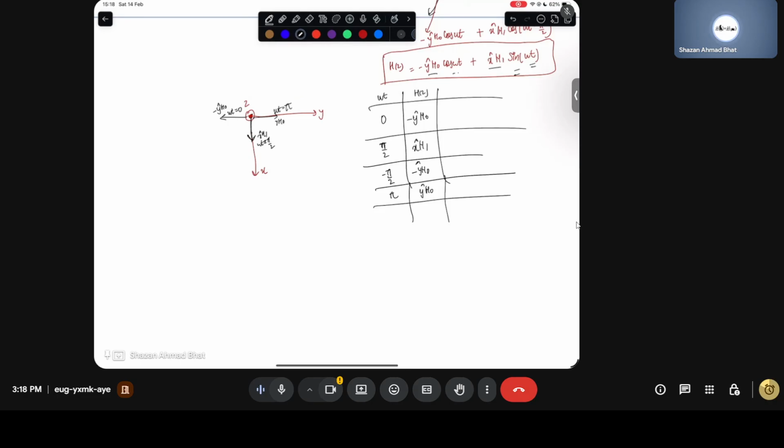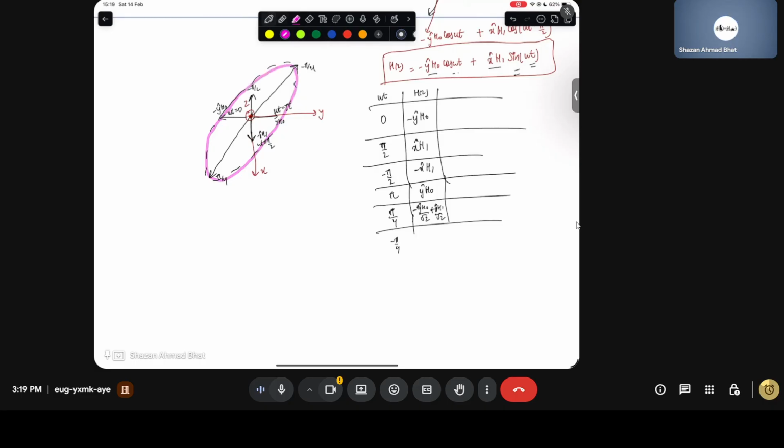Then somewhere in the middle at omega t equals pi by 4, we need a value. It will be minus y h naught by root 2 plus x hat h1 by root 2, which will be along this direction. Similarly at minus pi by 4, it will be something like this. And similarly at the opposite value, I guess we messed up here. This should be minus x hat h1 at minus pi by 2. So this will be along this direction. This is at minus pi by 2. So this is pi by 4. This is minus pi by 4. So you see how it is going? It's going something like this.